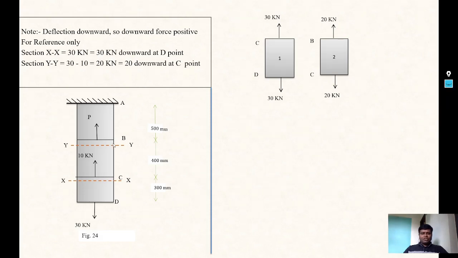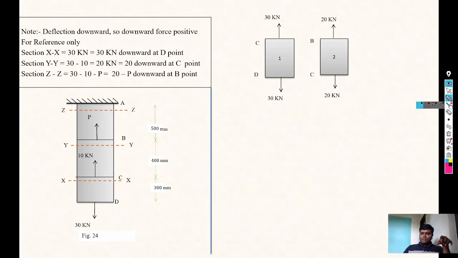And then the last section, consider section ZZ. Again focus on the lower part. Three forces are there, that is 30, 10 and P. So 30 downward, 10 upward and P upward. So 30 minus 10 minus P is equal to 20 minus P, and initially we are considering that force as downward. See, here we have not applied summation Fy equals 0 to calculate that P force, correct?